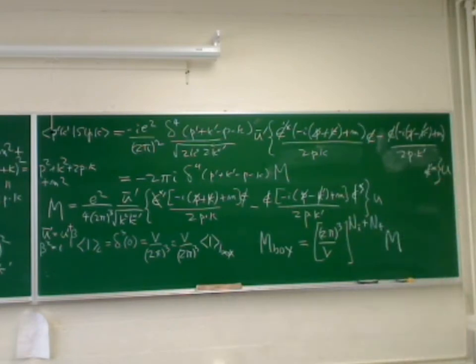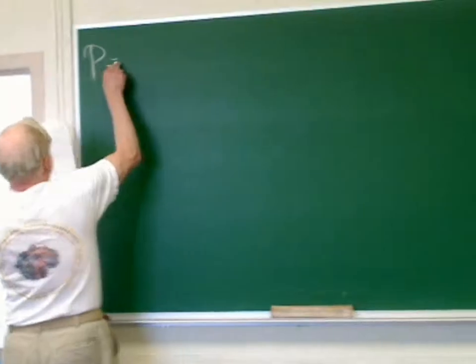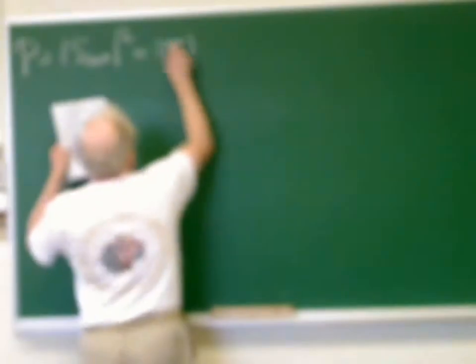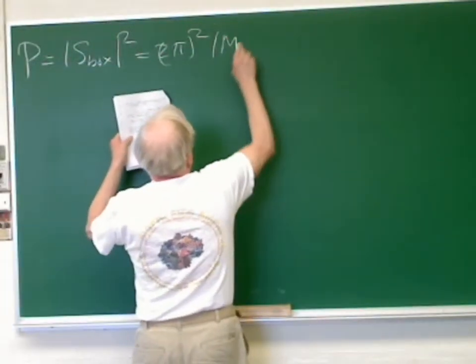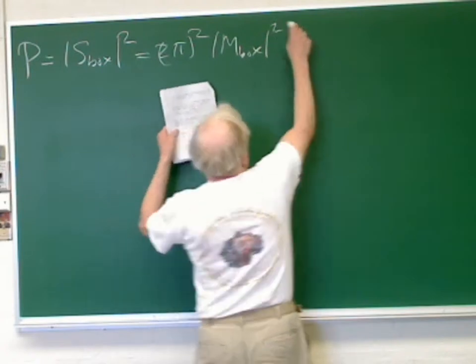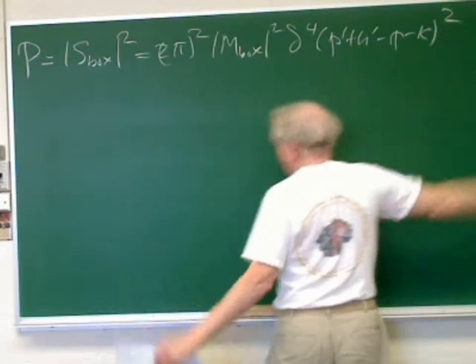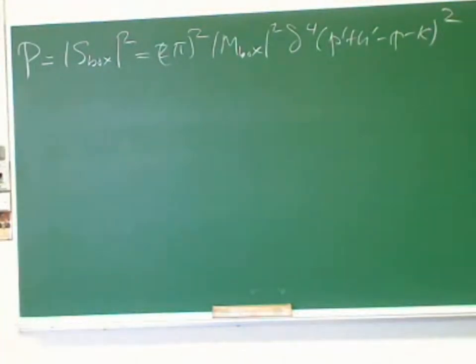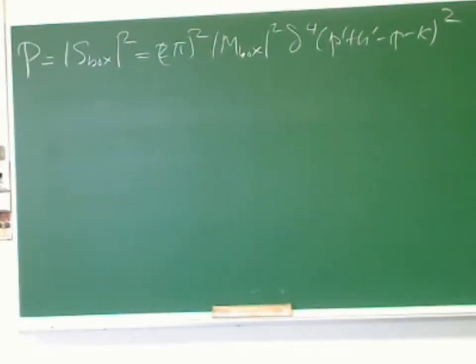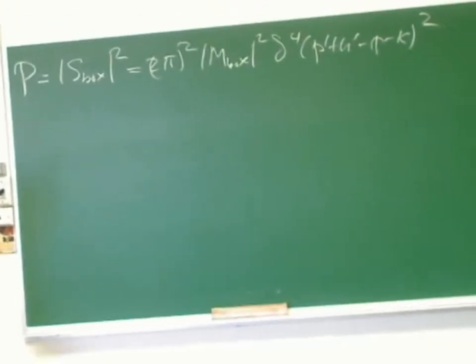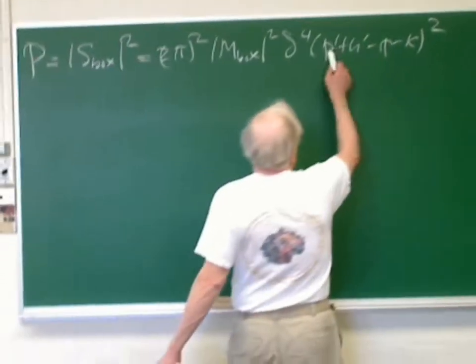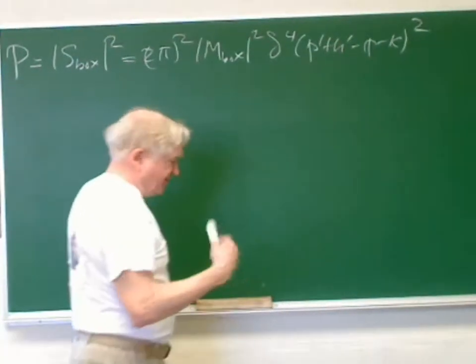Now, let's see, can you rotate it? So now the probability is simply S box squared, which is 2 pi squared M box squared, delta 4 of p prime plus k prime minus p minus k, squared. Well, this of course would cause a hiccup also, because what's the square of a delta function? What we realized is that this one delta 4 is going to be used to resolve the final state integration.